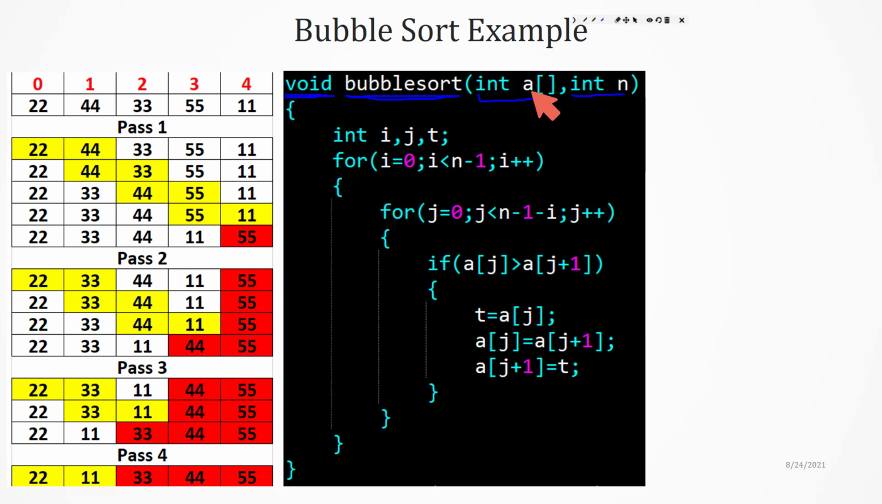Array means a set of elements of the same type, a homogeneous collection of data. N means the number of elements. In sorting, we have a number of elements.